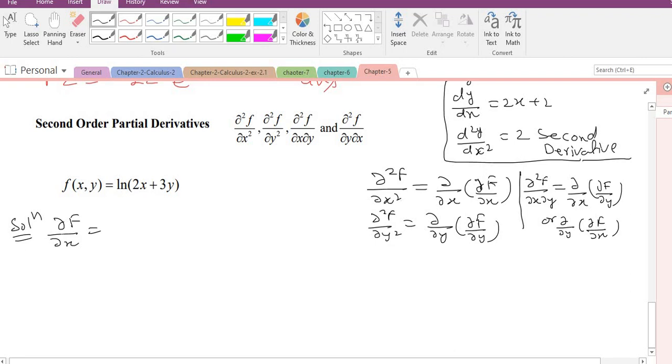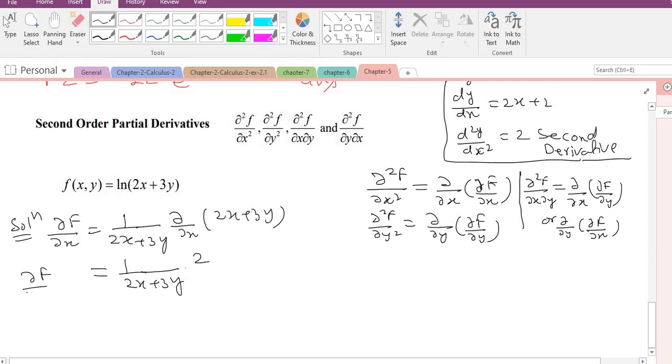So del f del x means differentiating with respect to x partially, where y should be constant. So again we have to use the chain rule. So 1 divided by 2x plus 3y, and then del x of 2x plus 3y. See that one, just 1 divided by 2x plus 3y, and del x of 2x plus 3y means 2, because y is constant here. So this is your del f del x.